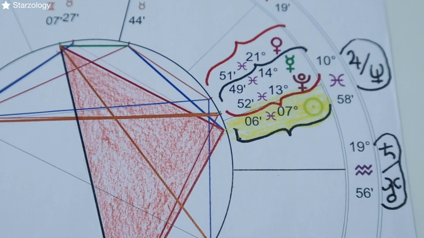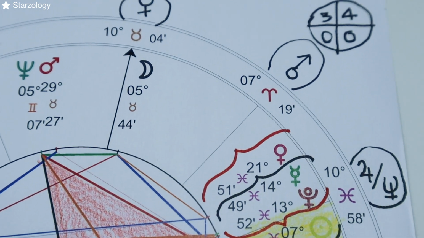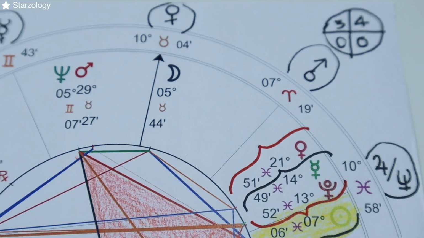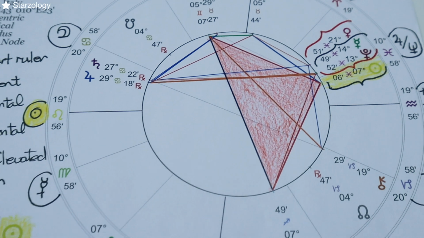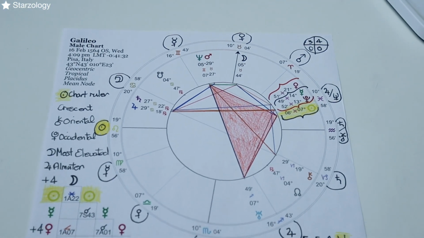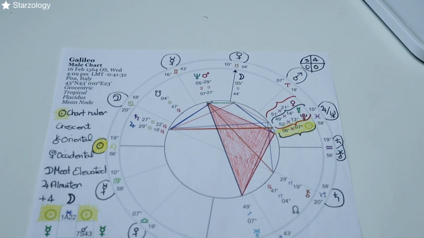I then did the T-square a little bit darker, highlighted the sun. There's your 2 stelliums and the hemispheres and quarters. So this is how I annotate all the charts I do.